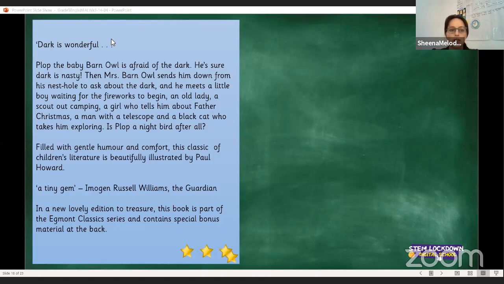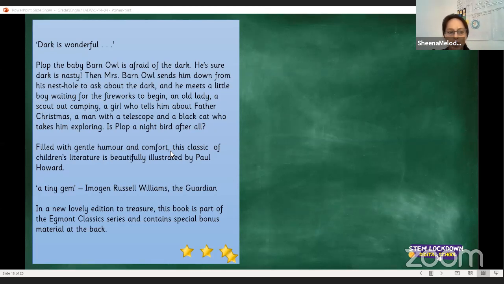Okay, so they're not going to give you the answer because now you have to read the book to find out. Okay, so it says filled with gentle humor. It means it's funny in a good way, and comfort. This classic of children's literature. So remember, classic, I said, is something that never gets old. It's a story that will never get old. And it is beautifully illustrated by Paul Howard.